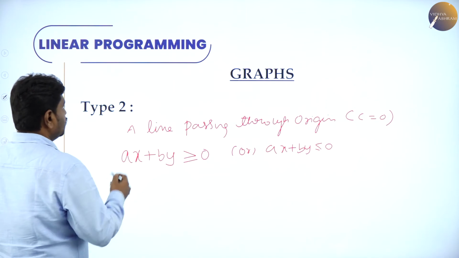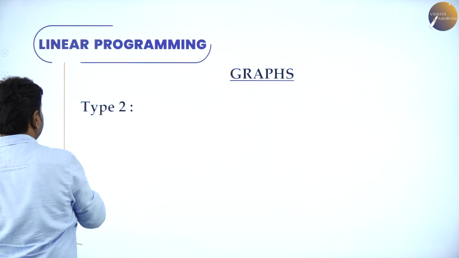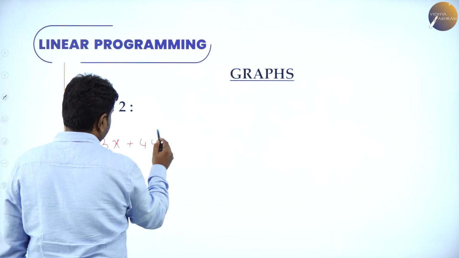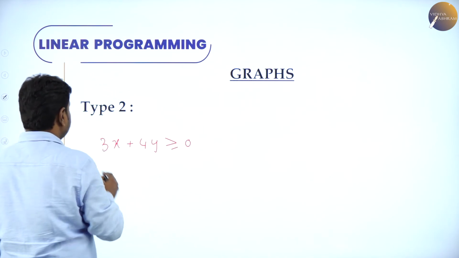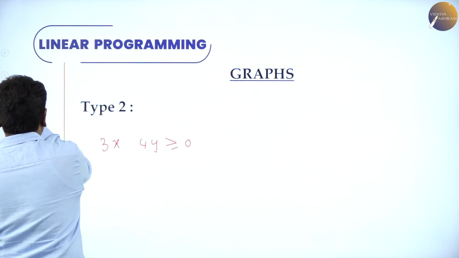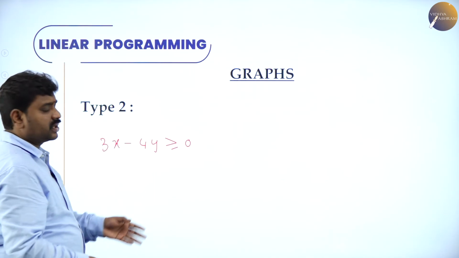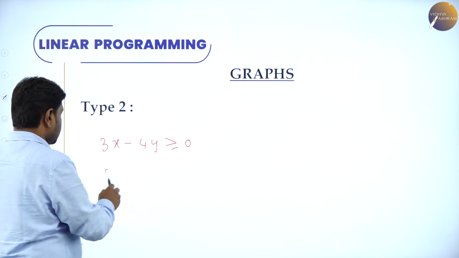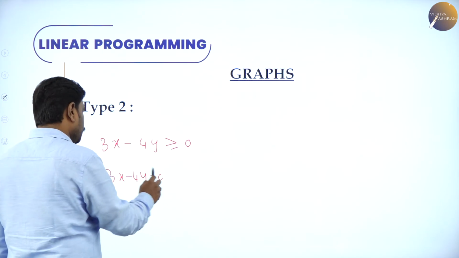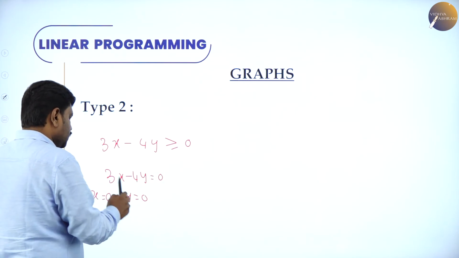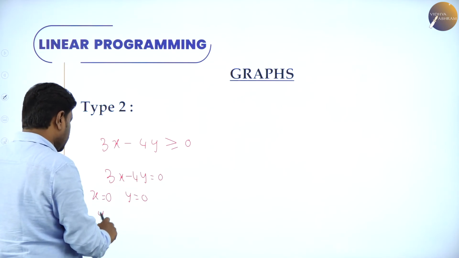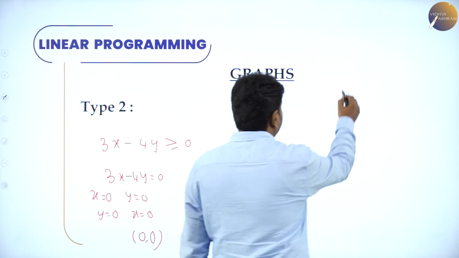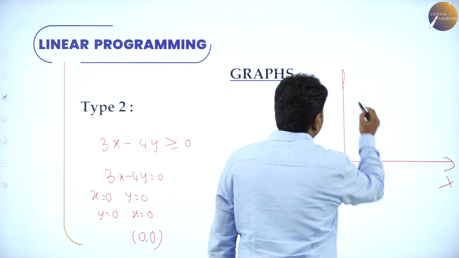The line C is 0. So for example, copy this and now we'll take one example. Example 3x minus 4y greater than or equal to 0. Dear students, here on the right side we don't have a number, only x and y terms are there. So definitely it passes through origin. So now I'll take 3x minus 4y is equal to 0. Now you put x as 0, you will get y as 0. 3 zeros are 0, minus 4y equal to 0 means y is 0. If you put y as 0, x again you will get 0. So in both cases you will get 0 comma 0. We got one point on the graph, that is 0 comma 0.